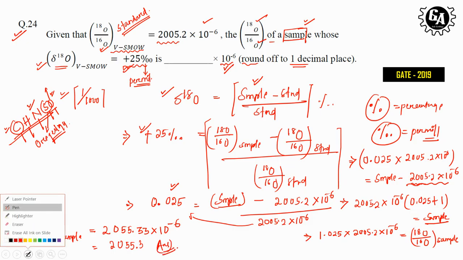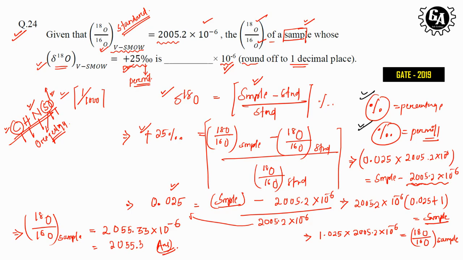What are the important concepts used here? One is percent and per mil value. If it is given as 25 per mil, that represents the numerical value 0.025. And delta 18O is the relative enrichment; the formula is sample minus standard by standard, and it is expressed in per mil.